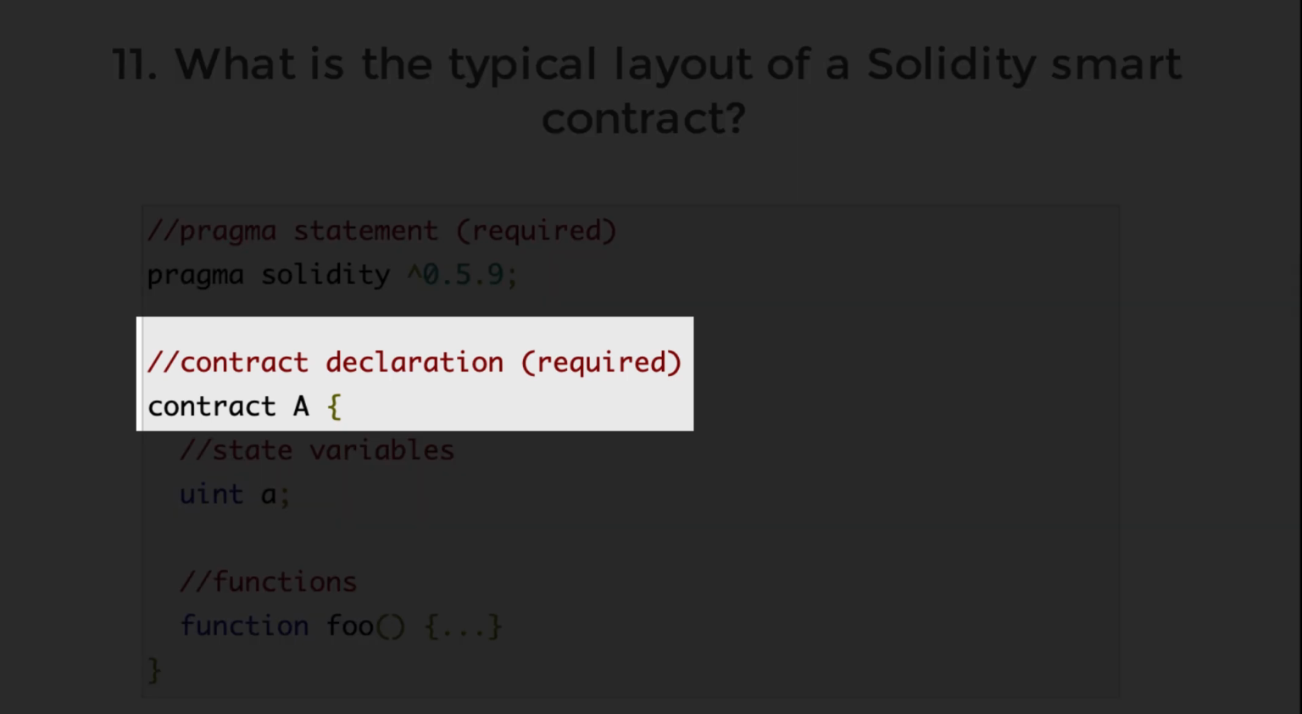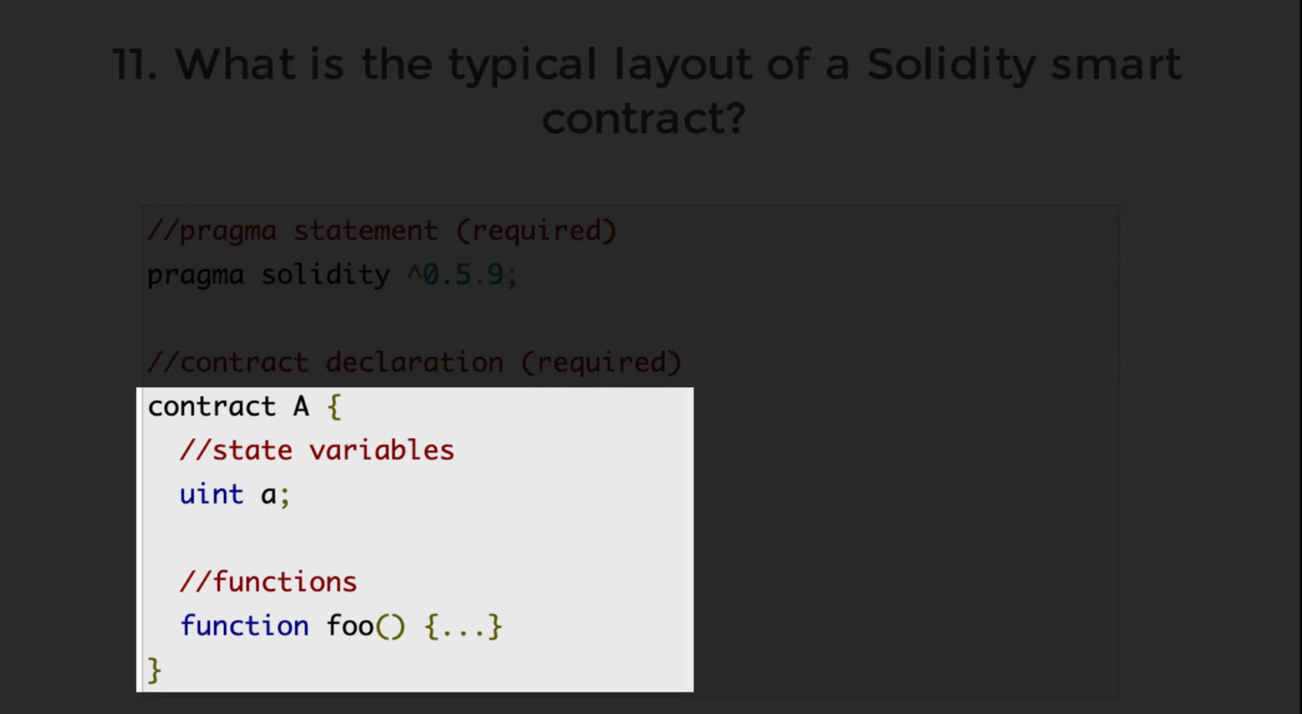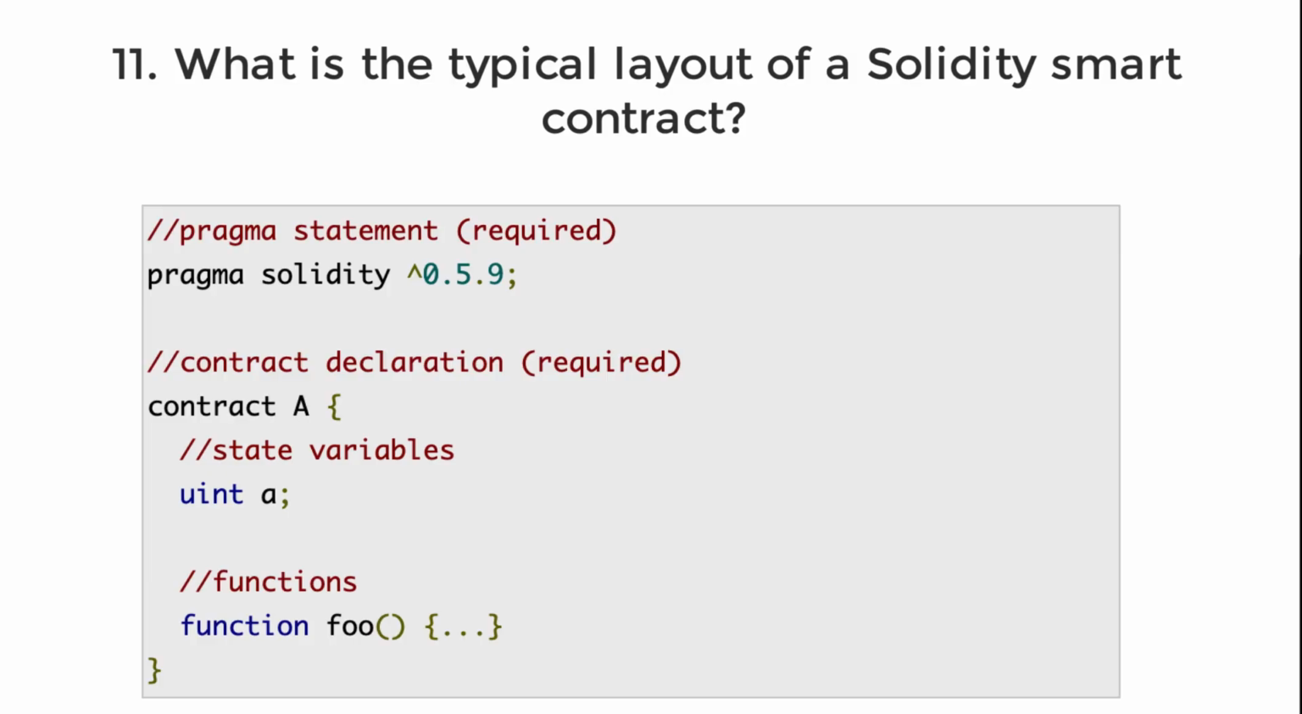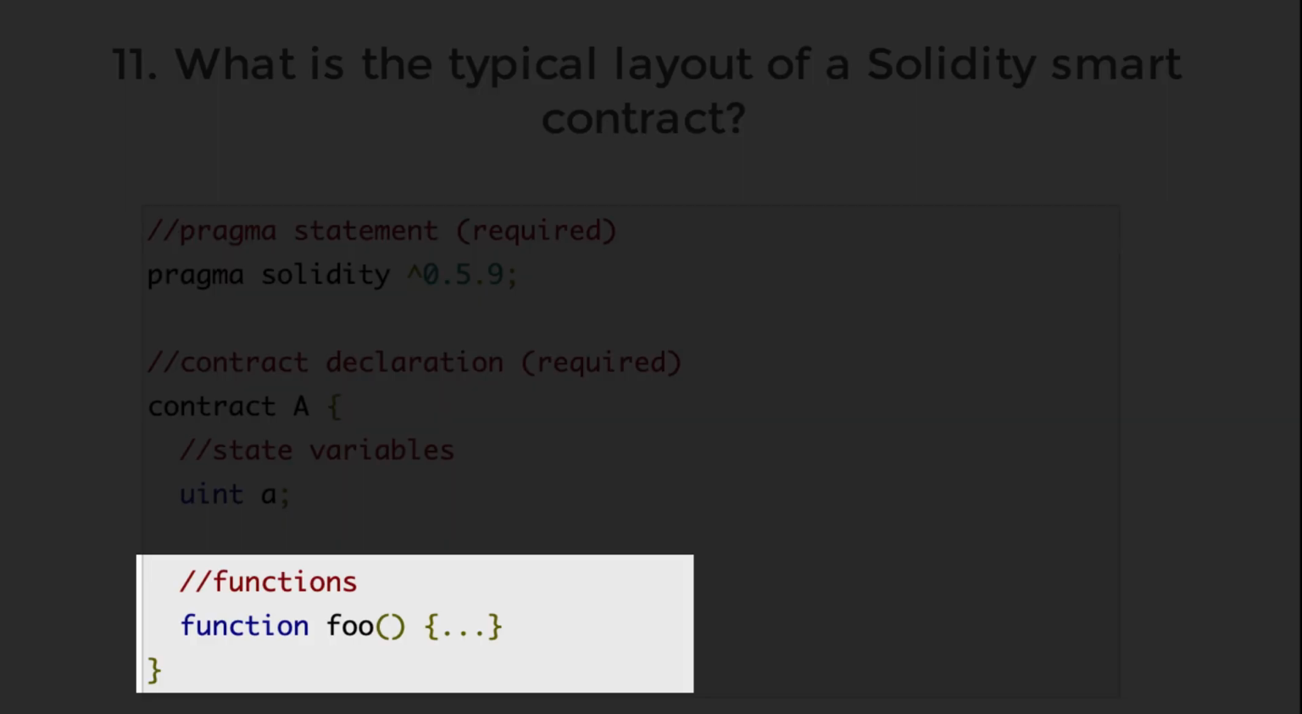Next, you need to declare your smart contract with the contract keyword. Everything which is between the curly brackets is part of this smart contract. Then you can define some variables in your contract, and then you define some functions to be able to read some data or modify some data.